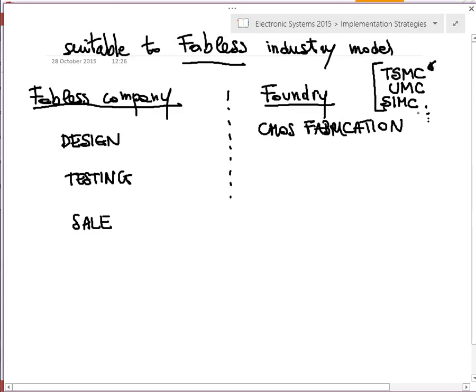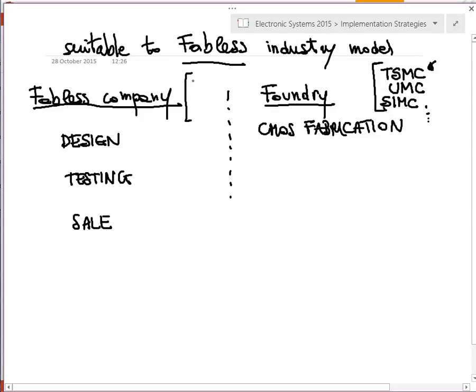Also, for example, Samsung does something as a foundry. I mean, Samsung makes its own chips and also makes chips for other customers. But they do not count as a foundry. Typically, they are called IDM, integrated device manufacturers.